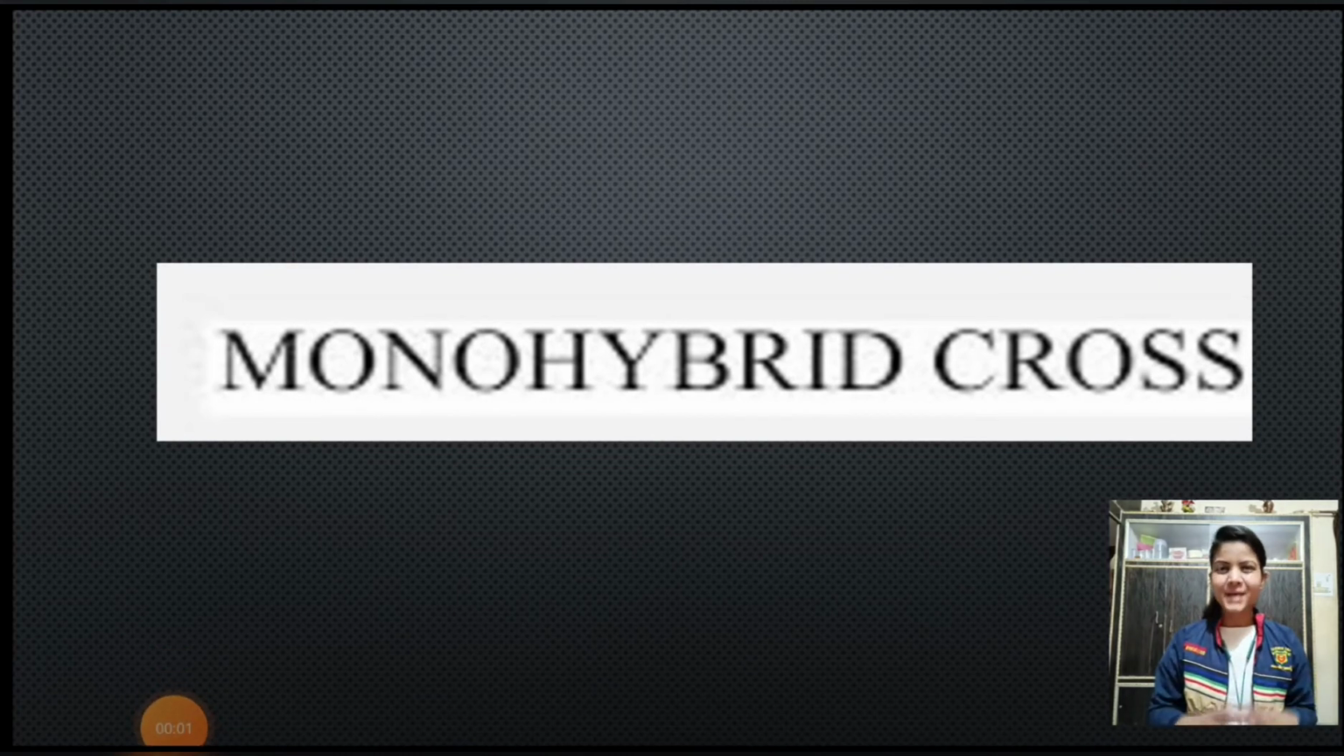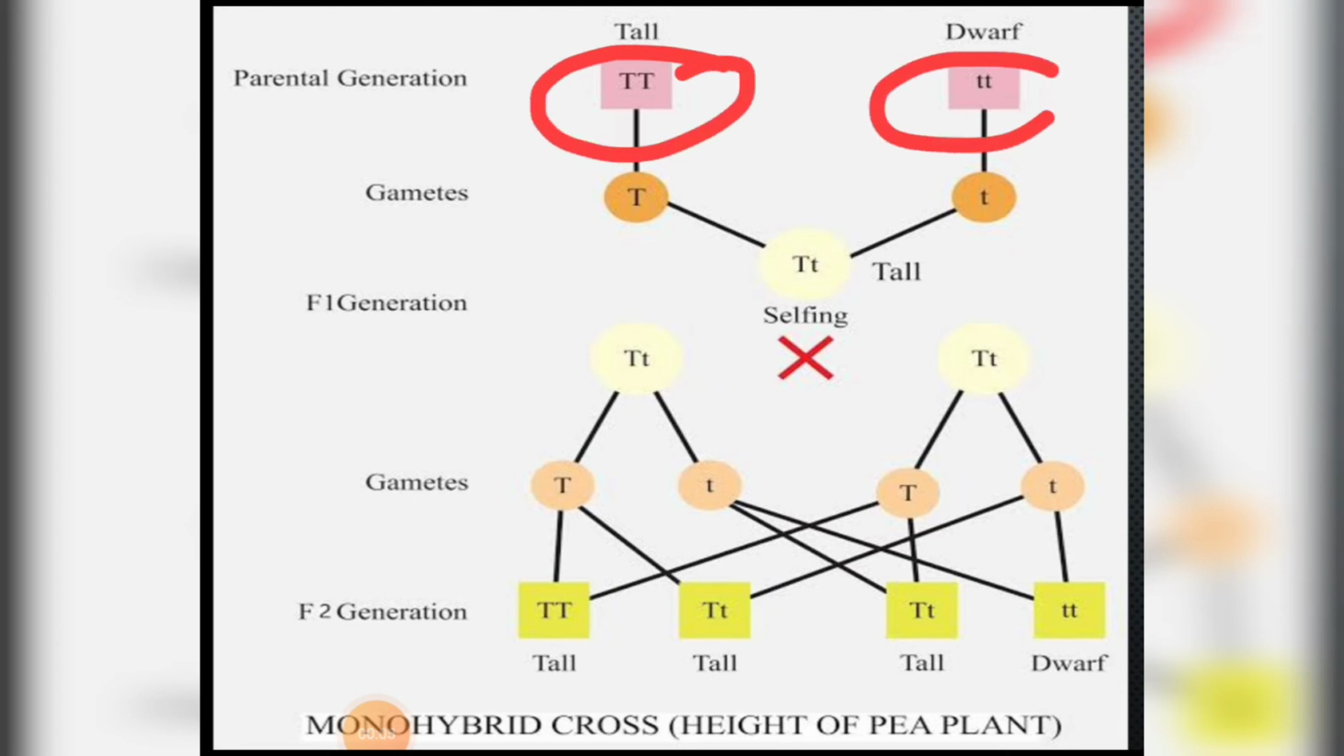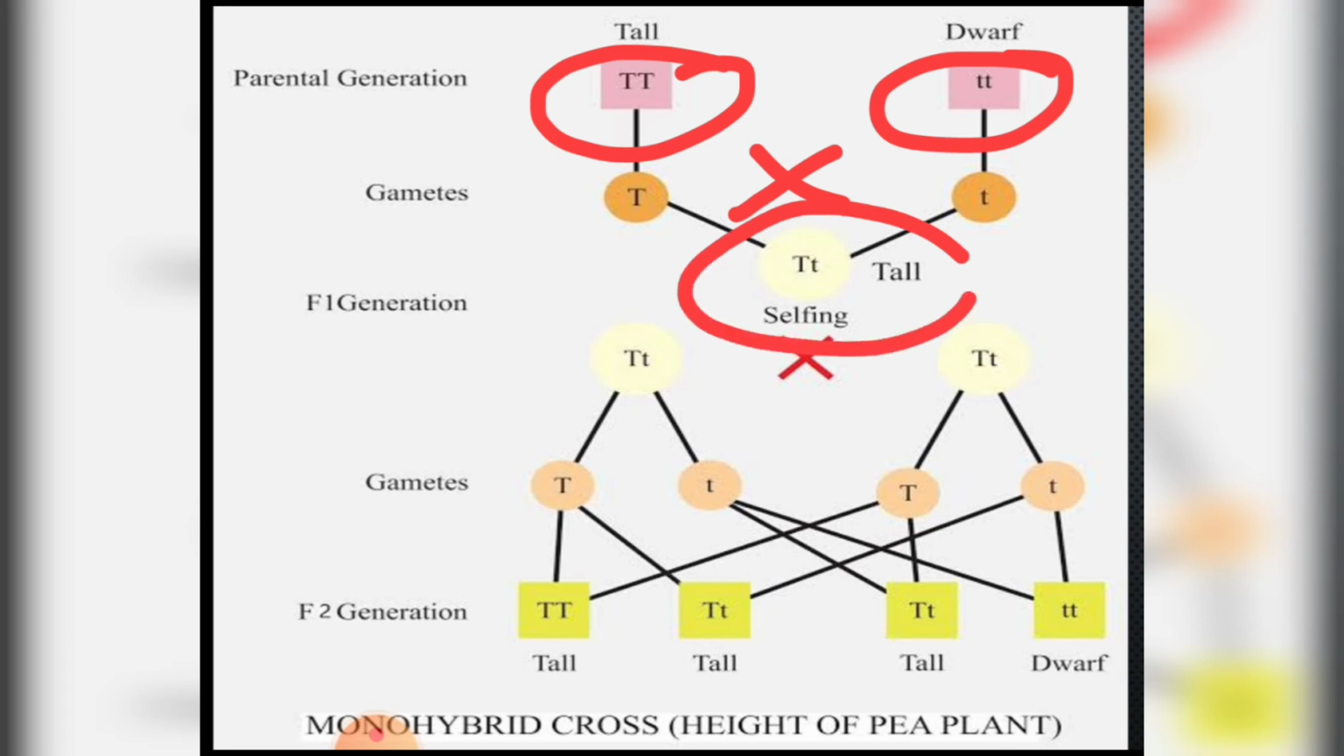What do you understand by monohybrid cross? Mono means one and hybrid means a combination of two different things. When we consider the inheritance of one character at a time in a cross, it is called a monohybrid cross. First of all, Mendel selected pure tall and pure dwarf plants. When crossed between pure tall and pure dwarf plants, in the F1 generation or F1 progeny there are no medium height plants, all plants were tall.